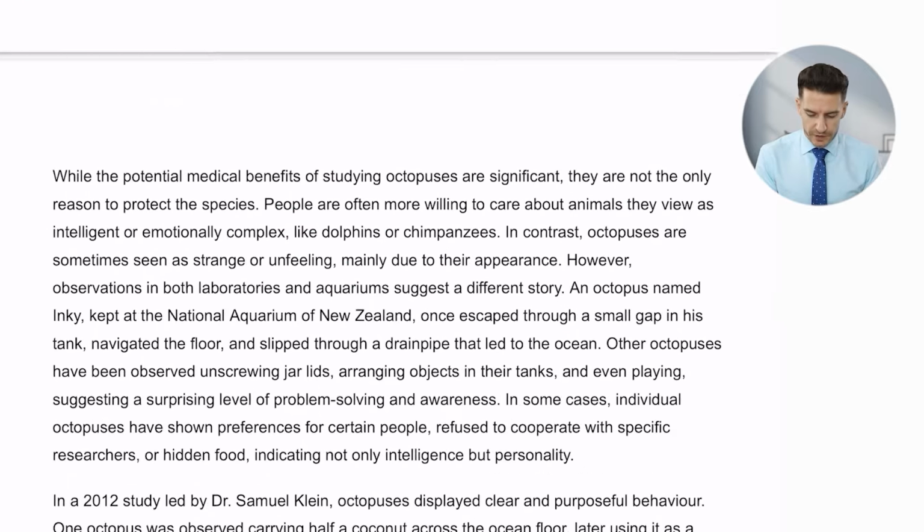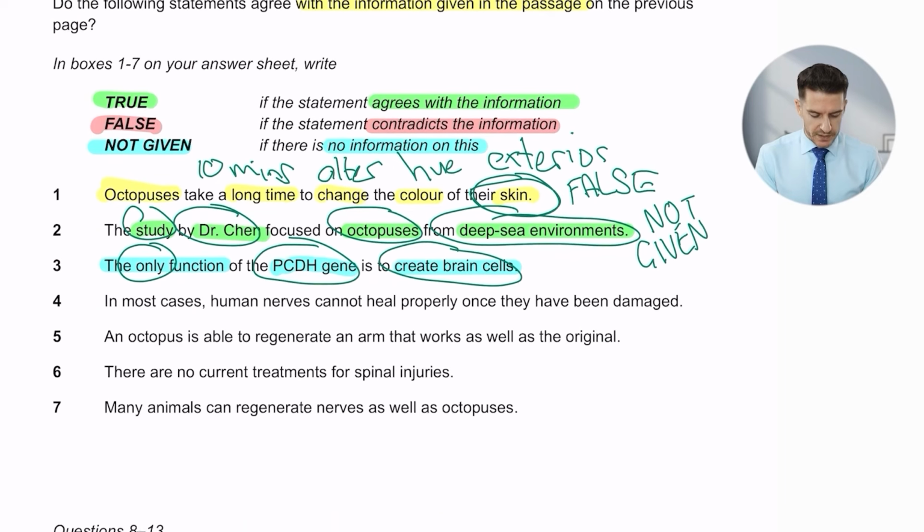So let's go back down to the question now. The only function of the PCDH gene is to create brain cells. Well, that is false. That is not true because there's another function. It was talking about strengthening the connections between brain cells. So let's move on to the next question.